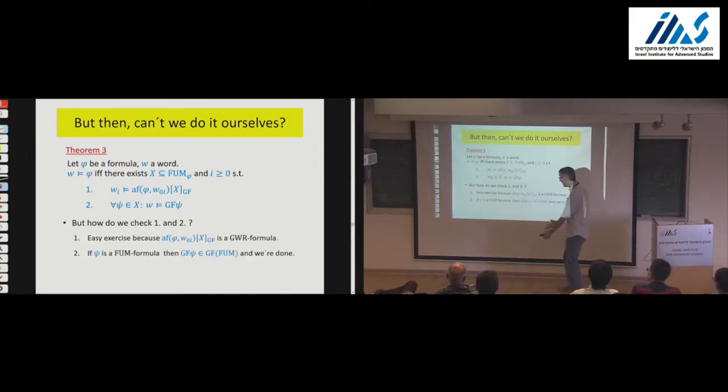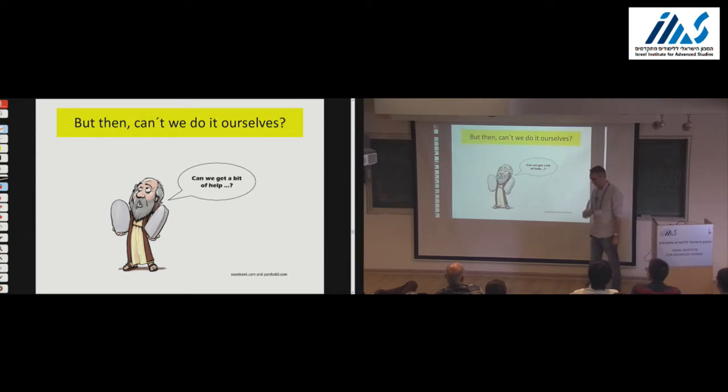And then Moshe says, look, imagine that this psi is an FUM formula. Then this is a GF-FUM formula, so we also know how to do that. But then the peoples of Israel said, and if it is not an FUM formula, what? And then Moshe retires and starts to think, and thinks, and then goes out to the desert and asks for help. He says, what about that? I don't have a clue. Could we get a bit of help?